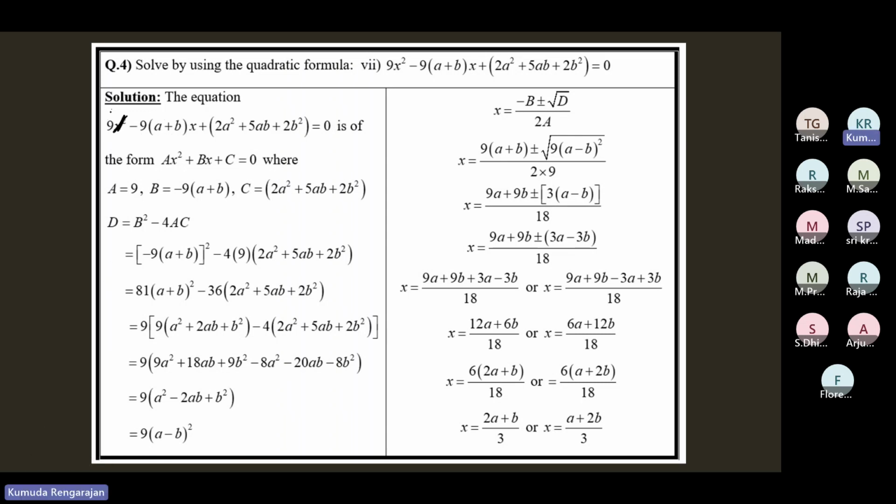Remove the x square, this is A. Remove the x, it's B. And this entire thing is C. Okay, so that's the first step to get the values of A, B, and C.